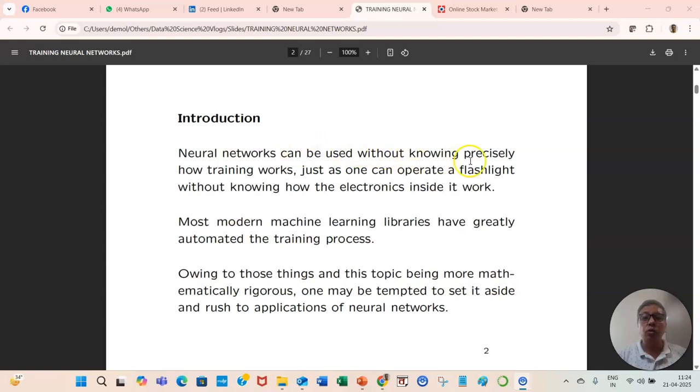Neural networks can be used without knowing precisely how training works, just as one can operate a flashlight without knowing how the electronics inside it work. Most modern machine learning libraries have greatly automated the training processes. Owing to these things and the topic being more mathematically rigorous, one may be tempted to set it aside and rush to the applications of neural networks. So how we apply the mathematics while training a neural network is quite important.